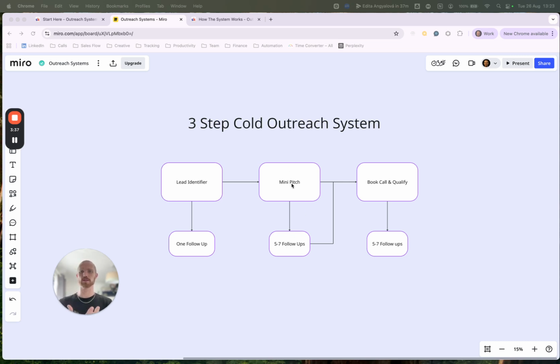Okay, so after we've sent the mini pitch, if they then ghost or they don't respond, we can then send 5 to 7 or more follow-ups. Okay, because they have said, yes, that could be valuable for me, or yes, please send more information, okay? So we can send way more follow-ups.